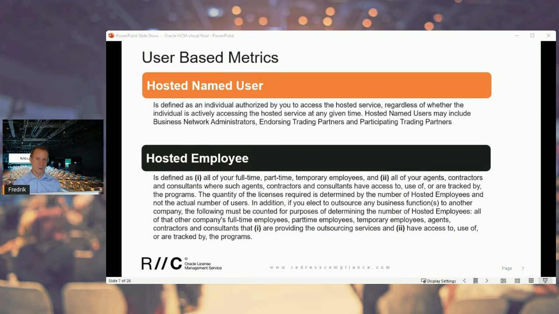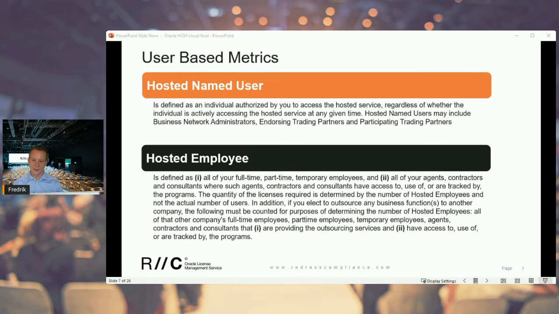It's the same as with hosted named user. You need to have a license regardless if they're actively using it or not. And Oracle is also saying here that yes, you need to license them if they have access, but also if they are tracked by the HCM Cloud. For example, if you have contractors that you're using HCM Cloud for and making payments for, you need to have a license for the contractor. Let's continue.